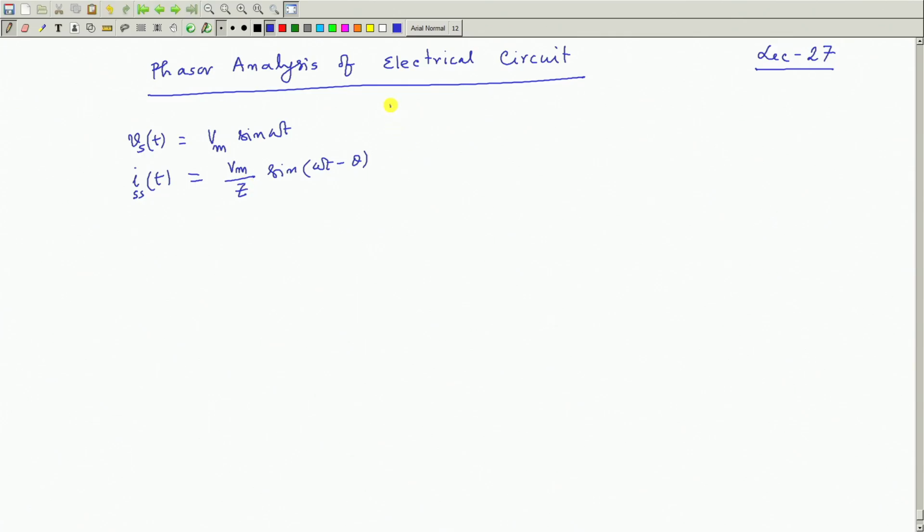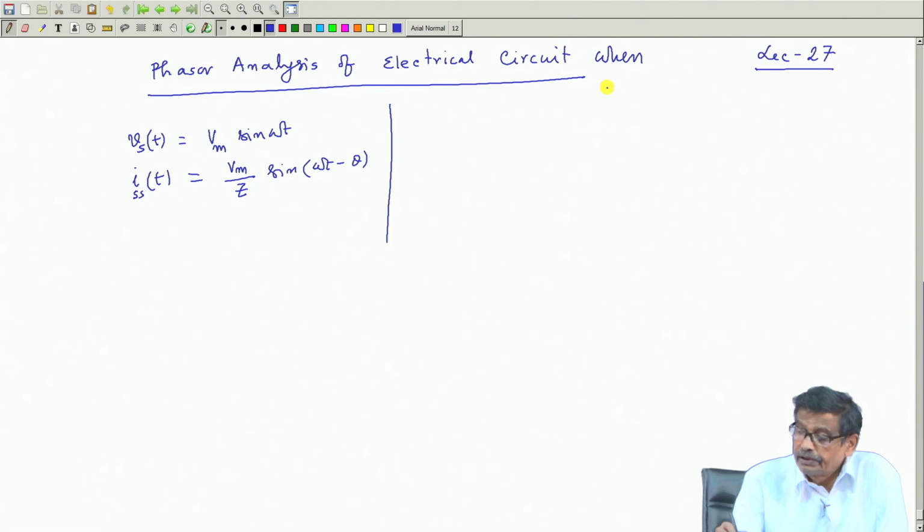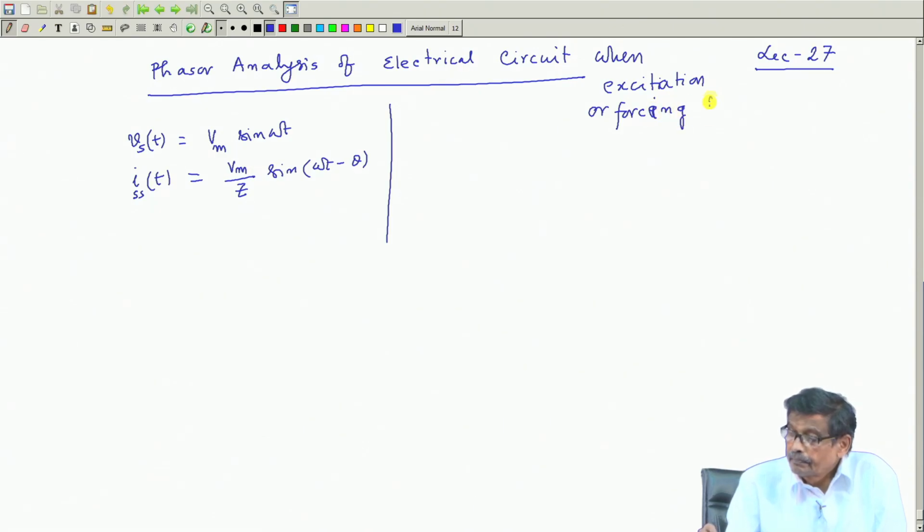Then what I am telling is this: the voltage must be varying sinusoidally, otherwise not. Phasor analysis of an electrical circuit can be done only when the excitation or forcing function is sinusoidal.